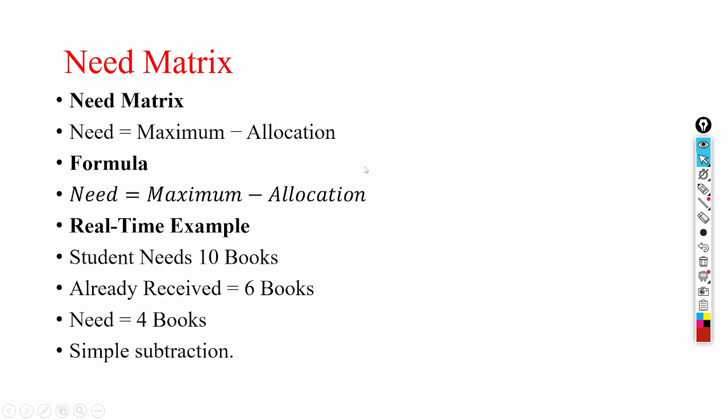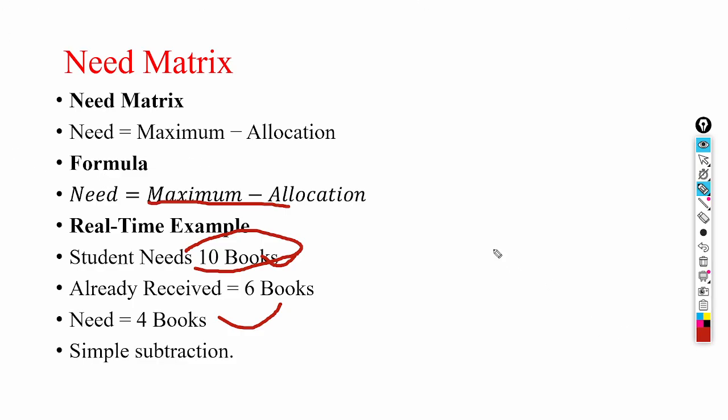Moving to the next one, need matrix. What is the formula for the need matrix? The need matrix is nothing but maximum minus allocation. There is an example. The student needs 10 books, and has already received 6 books. Need is 4 books. Simple, we are subtracting. That is nothing but the formula.